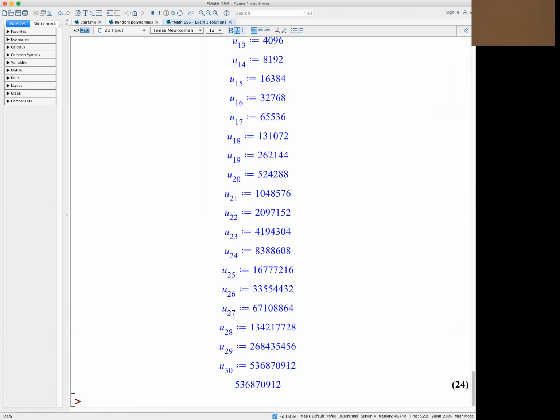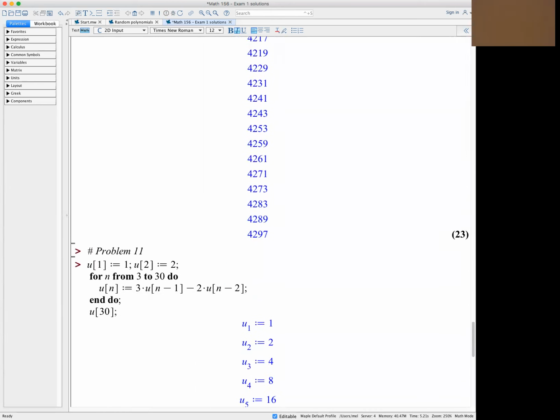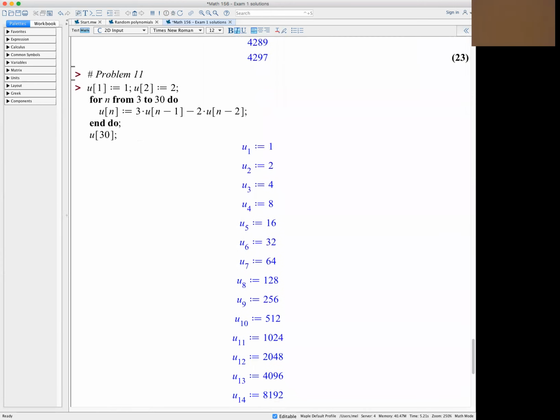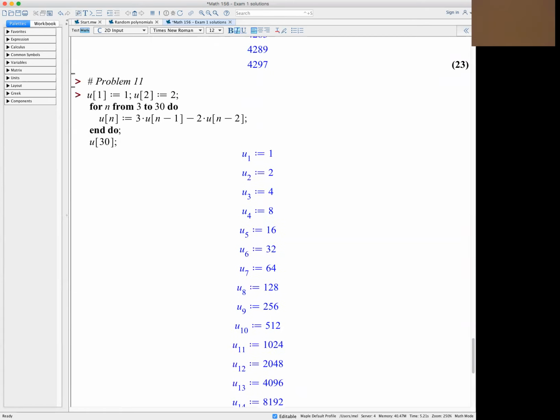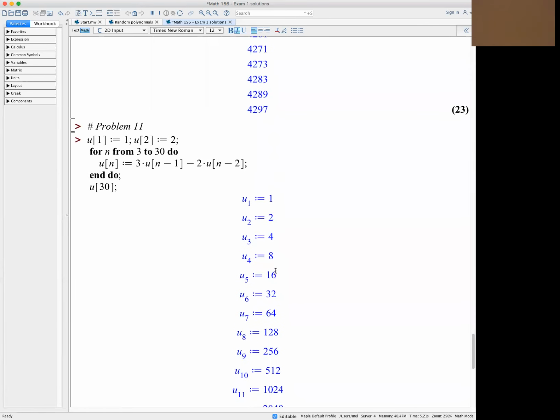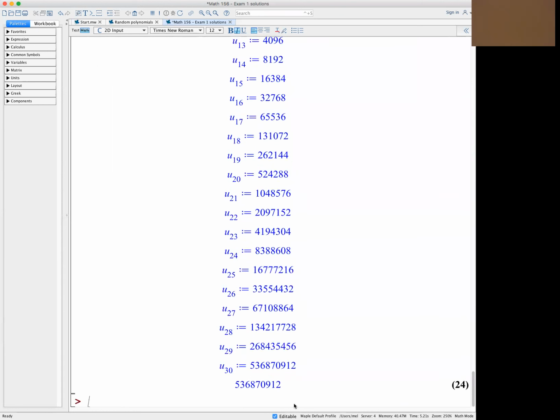Okay. So Maple actually printed out all the terms. Oh, this is interesting. If you recognize this sequence, these are the powers of 2. 2, 4, 8, 16, 32, and so forth. And the 30th power of 2 is this. 536,870,912.